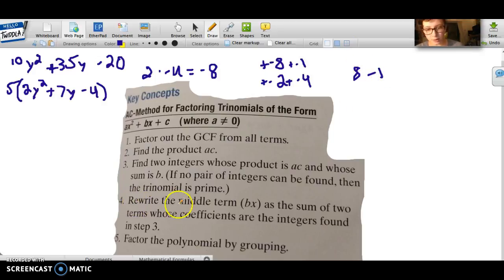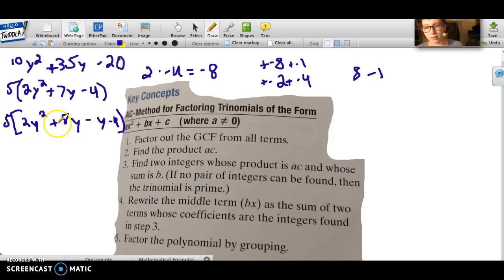So now rewrite the middle term, 7y, as the sum of two terms whose coefficients are these integers. So we can rewrite this as 5 times the whole thing of 2y squared plus 8y minus y minus 4. There's a 4 there. So 8y minus y is 7y, so we can do this legally. And now we're going to factor by grouping.